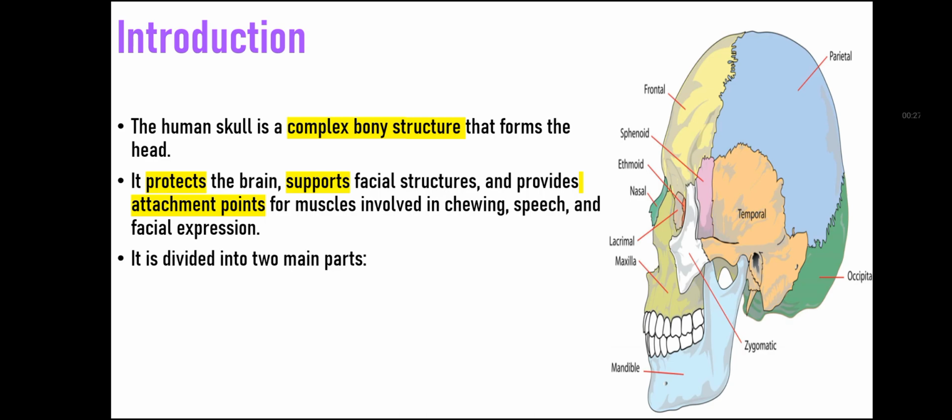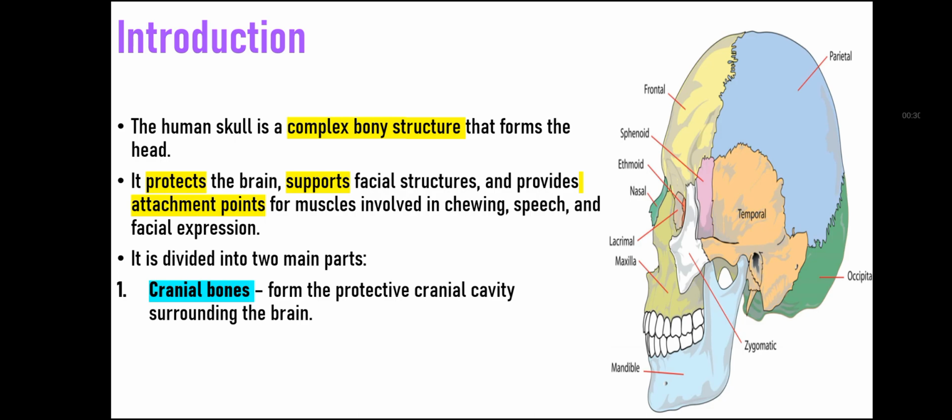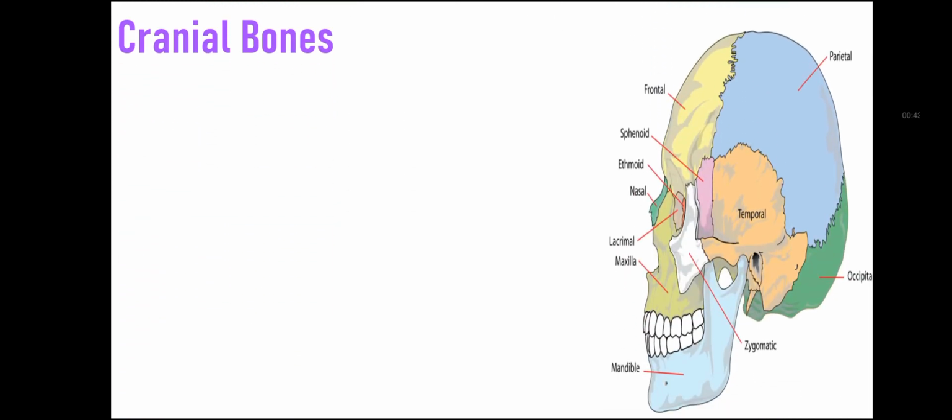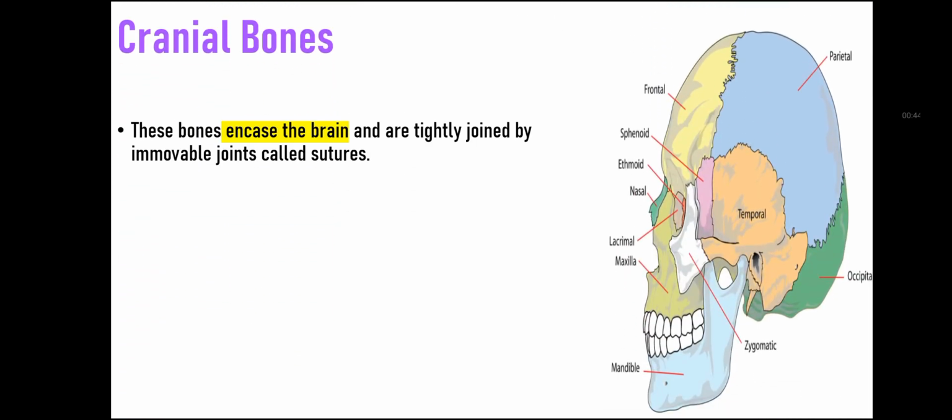It is divided into two main parts. The first are the cranial bones that form the protective cranial cavity surrounding the brain, and the second are the facial bones that form the structure of the face and house the openings for respiratory and digestive tract. First, we will talk about cranial bone. These bones encase the brain and are tightly joined by immovable joints that are called sutures.